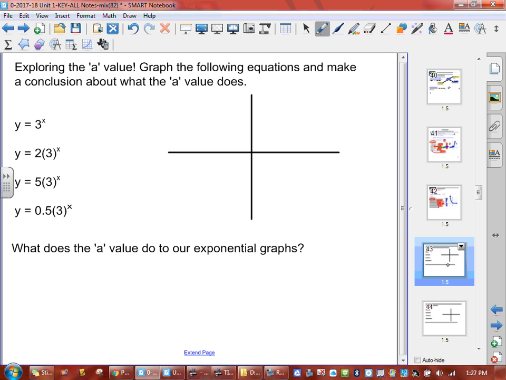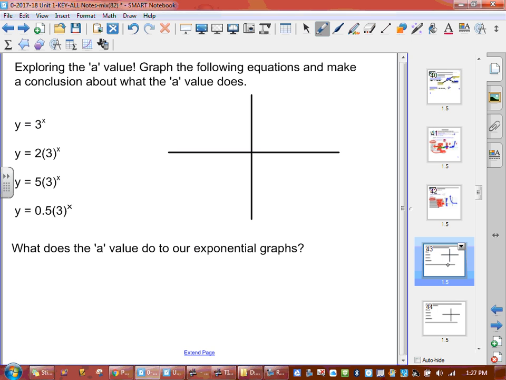It made the graph either go up or down. So the b value controls the up-down. What does the a value control? Well, we know it's the y-intercept. So that means it's going to depend on how high it is on the y-axis. That's what it depends on.